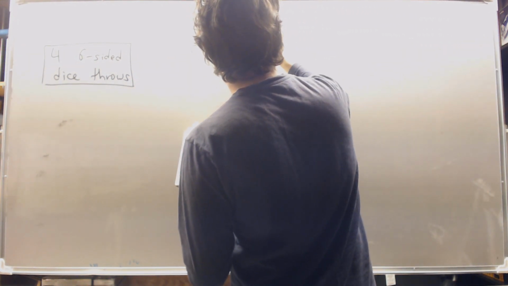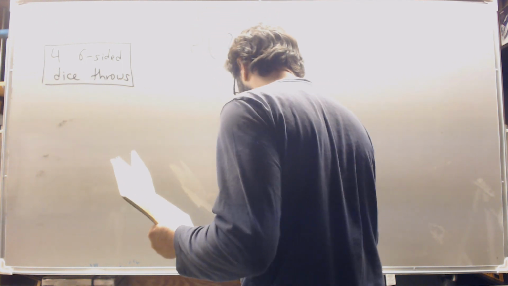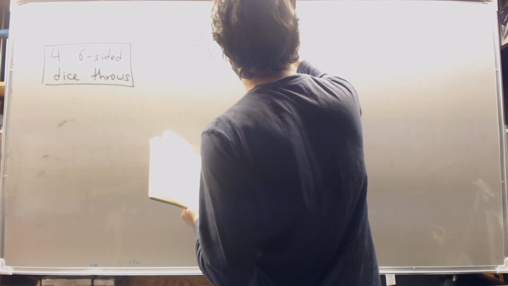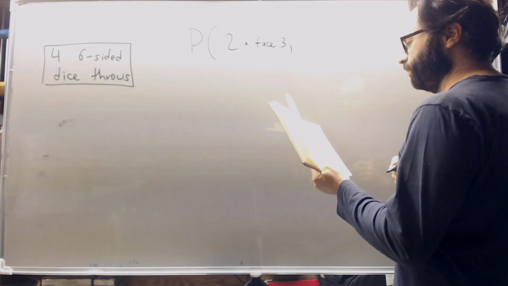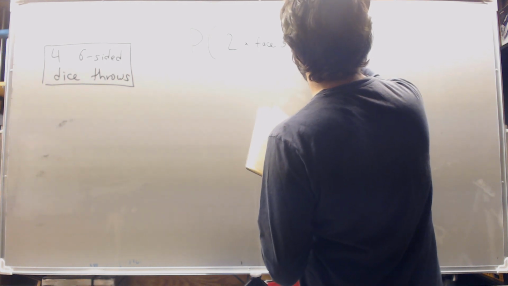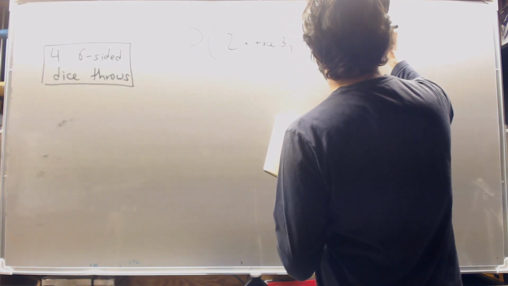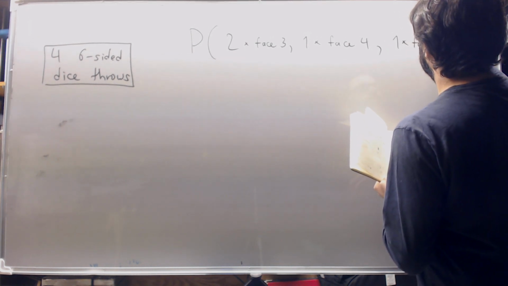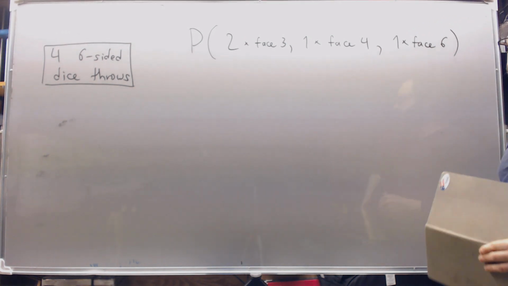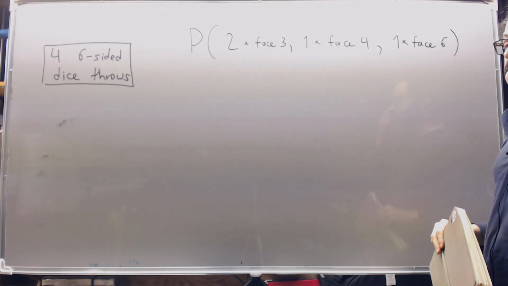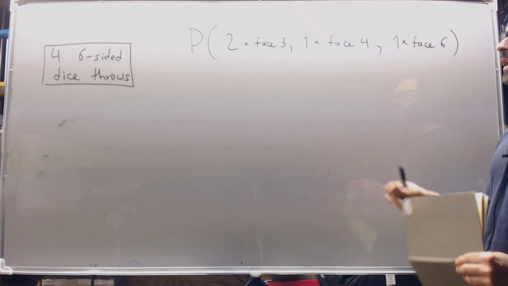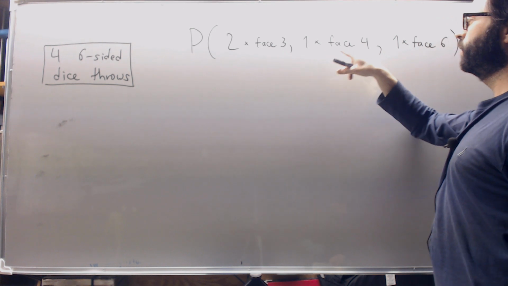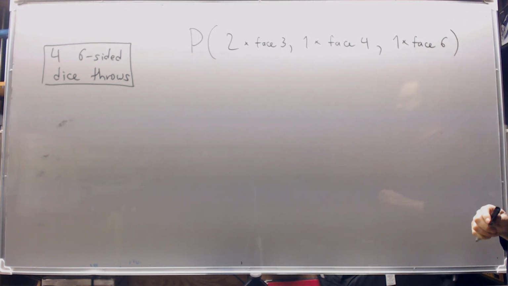2 times face 3, 1 times face 4, 1 times face 6. What is the probability that after I throw a 6-sided die 4 times, I get the following outcome? Twice I observe face 3, 1 time I observe face 4, 1 time I observe face 6.